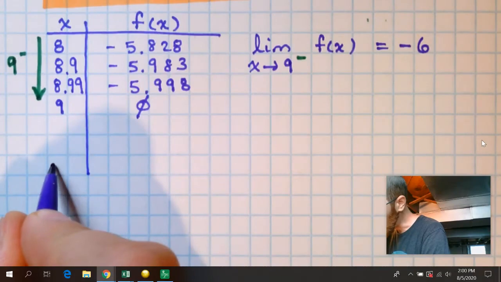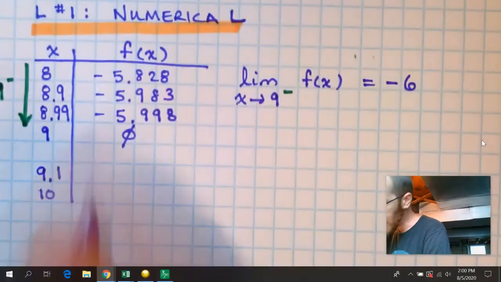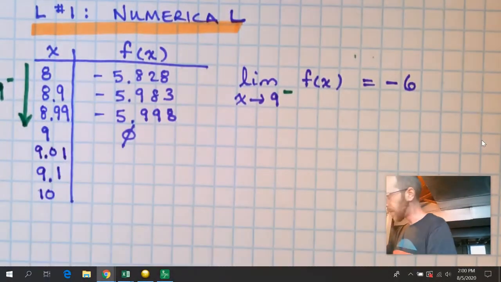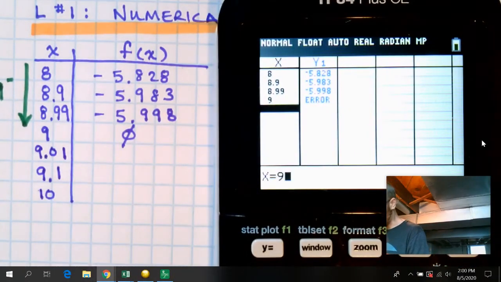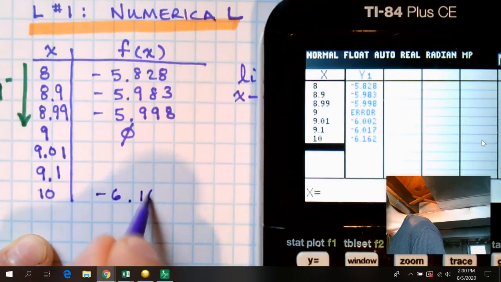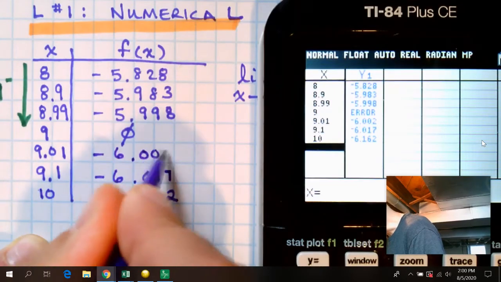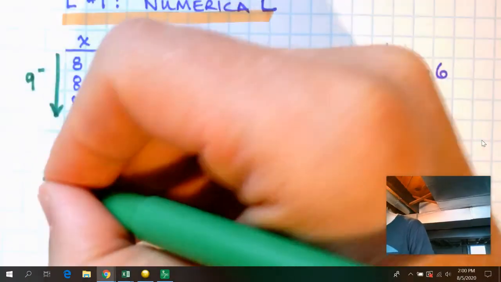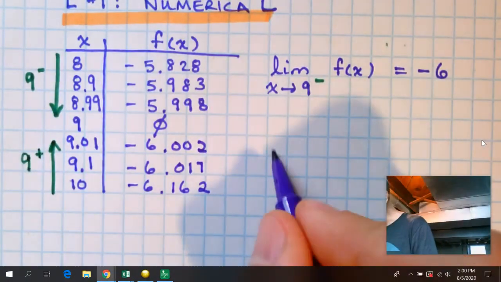If we want to know the limit in general, we need to play the same game over here. So let's go 10, and then 9.1, and then 9.01. Right, Odie? Yeah, you agree with me. So 9.01, 9.1, 10. Okay, and over here I'm getting negative 6.162, negative 6.017, and negative 6.002.